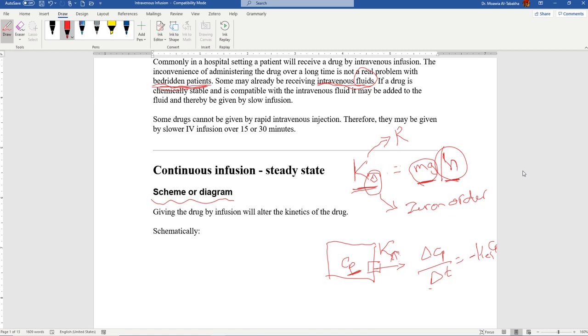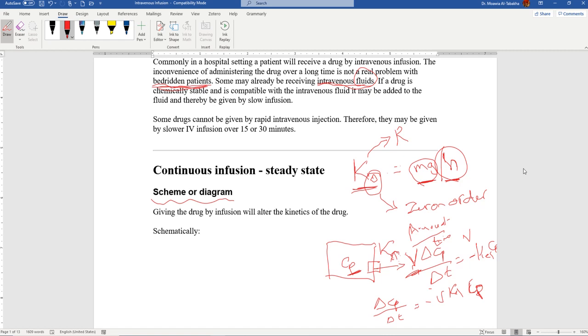Here I need to add something. If I multiply the change in concentration by V, then I will have change in the amount. So I have amount change per time. So if I multiply this side by V, I can multiply the other side by V. So what becomes the equation? V delta Cp divided by delta T is equal to minus V KEL, which of course is the clearance, multiplied by Cp.